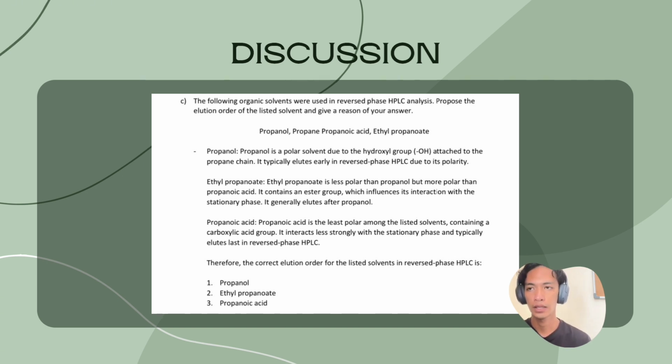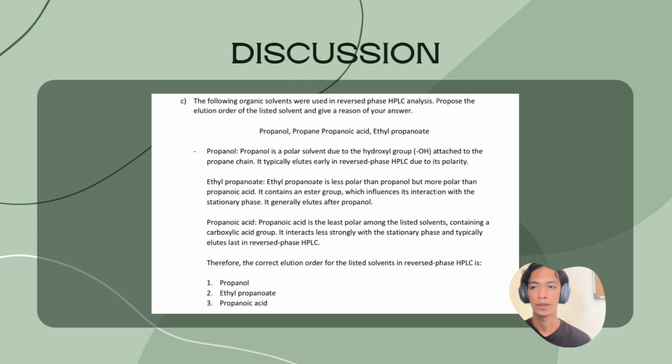Why I will say propanol, then ethyl propanoate, and then propanoic acid, it is because propanol is a polar solvent due to the hydroxyl group attached to the propane chain. It typically elutes early in reverse phase HPLC due to its polarity. Ethyl propanoate is less polar than propanol but more polar than propanoic acid. It contains an ester group which influences its interaction with the stationary phase. It generally elutes after propanol.